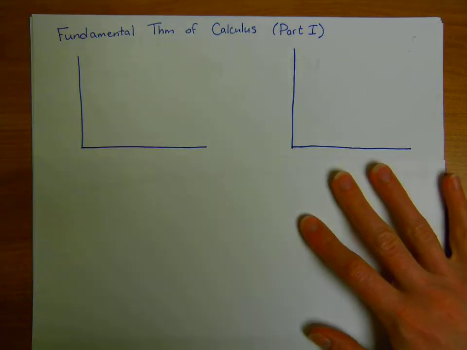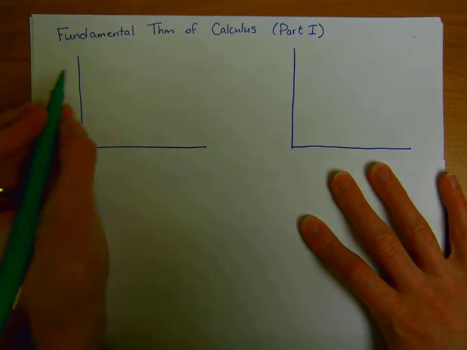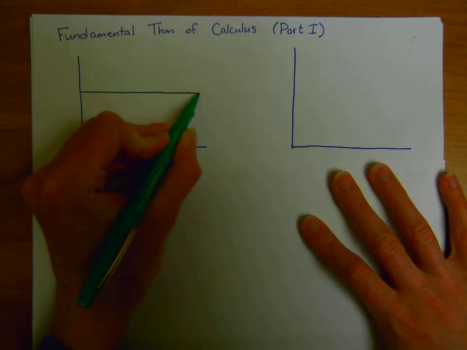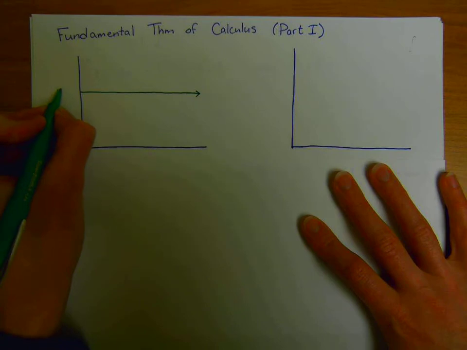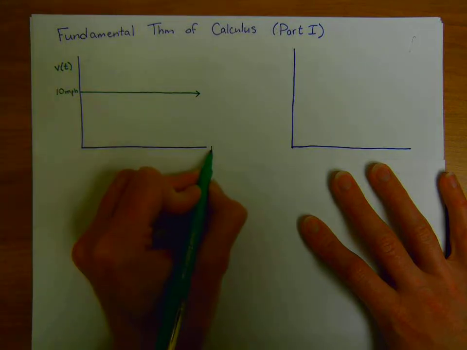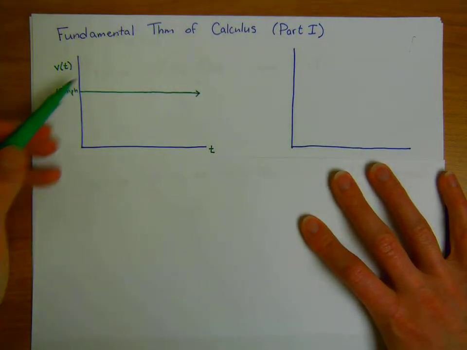Just like we saw in the first lab, let's suppose that we have a bicycle that's riding along with constant velocity. Let's say that we have a velocity of 10 miles per hour. So I'll label this v of t over time. So this is my velocity curve.